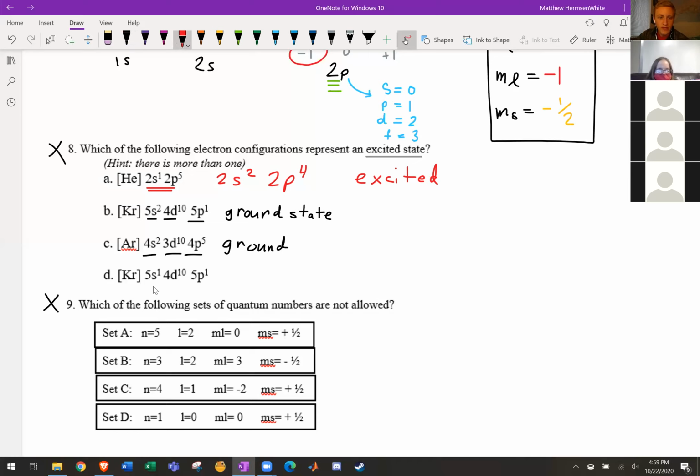And then this one, we have 5s1 and then 4d10. So this should be 5s2, 4d10. But one of these electrons is moved up into the 5p. So since it's different than what it should be, this one we know is excited.